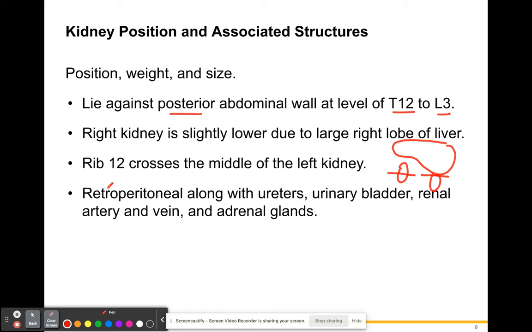It is retroperitoneal, along with the ureters, the urinary bladder, the renal arteries and veins, and the adrenal glands, which means they are behind the peritoneum.